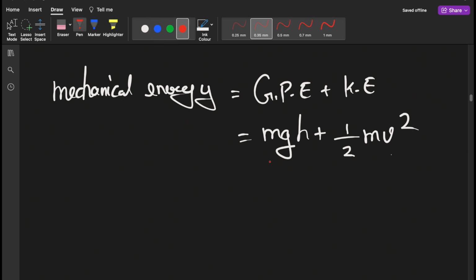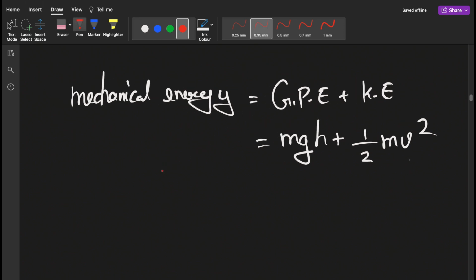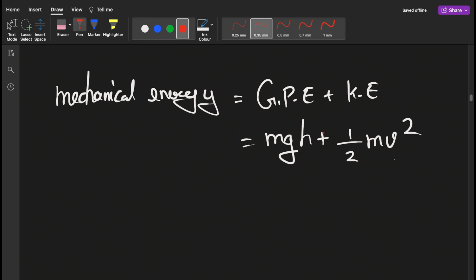Yes, sir. If you are on the ground, you can say your potential energy is zero. On the ground the height is zero, so you can say the gravitational potential is zero. Have you got that point? Yes, sir. If you are lifting anything, then there is gravitational potential energy and kinetic energy.